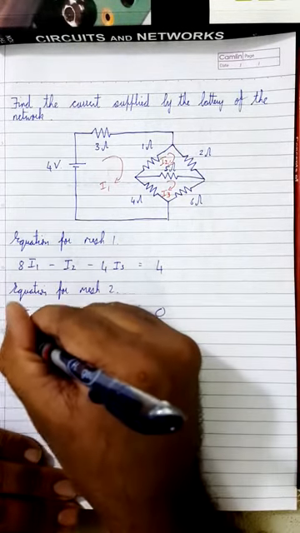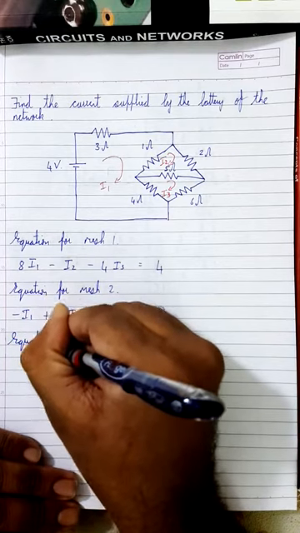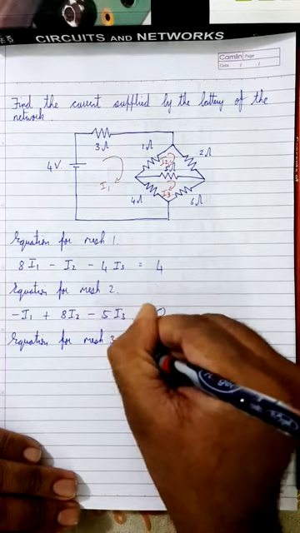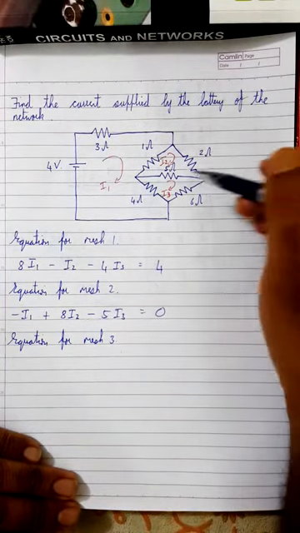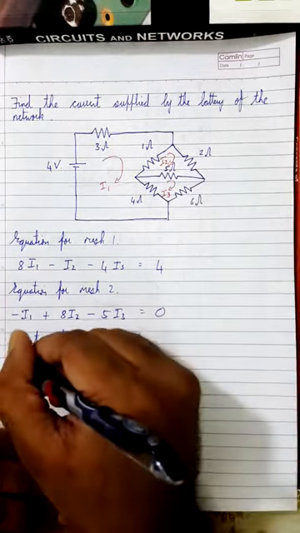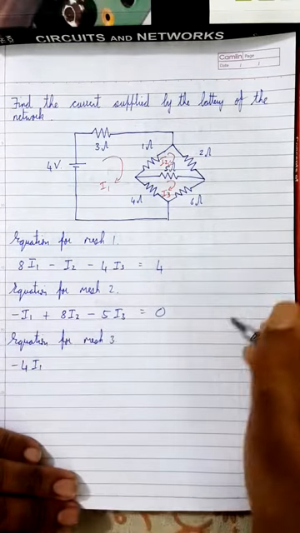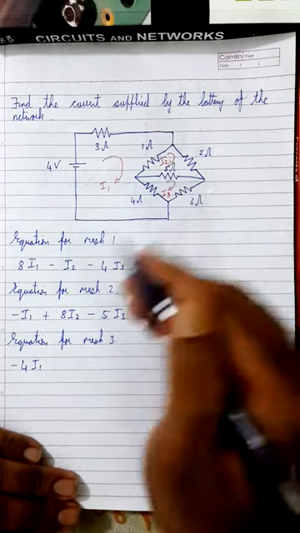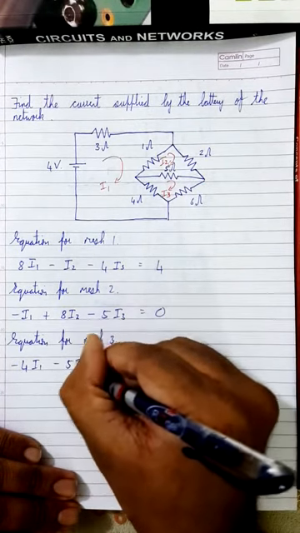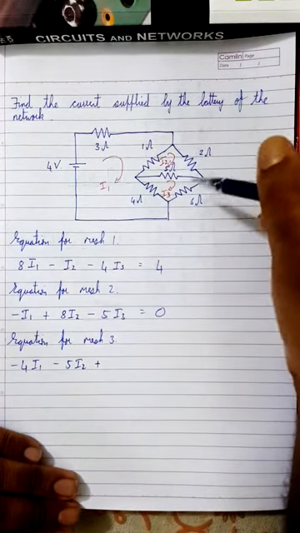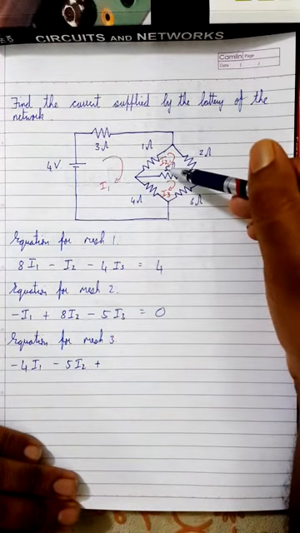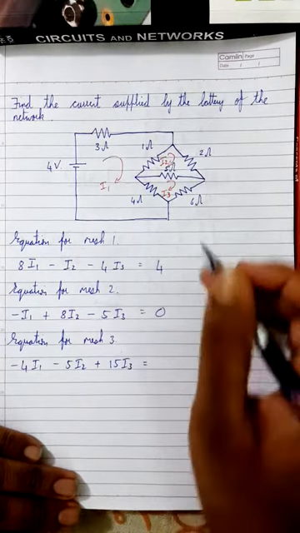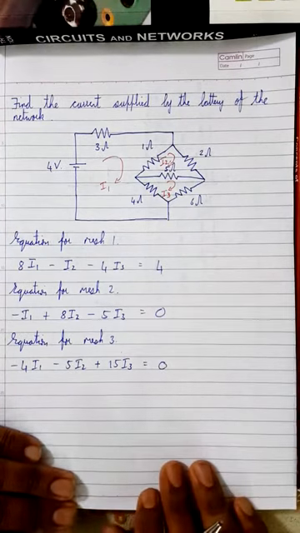Now the equation for mesh 3. It will be minus 4 I1, and in this mesh there is minus 5 I2 over here. I3 is positive, and I3 touches 4 plus 5 is 9, 9 plus 6 is 15. So 15 I3 is equal to 0, since there is no voltage source.